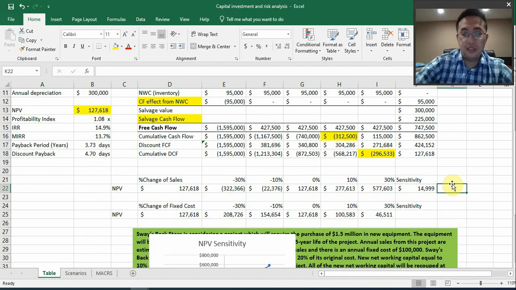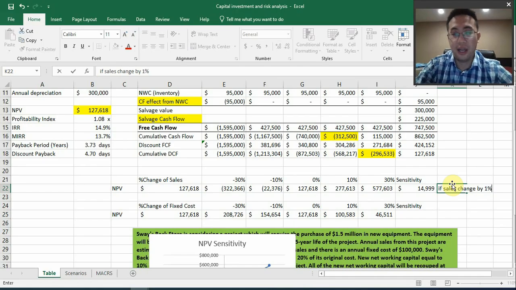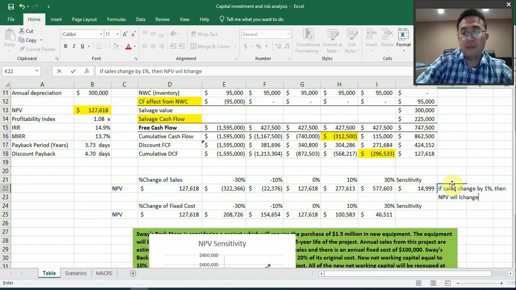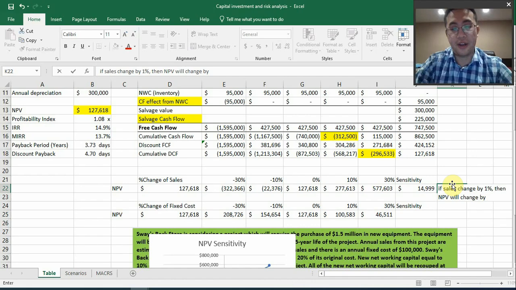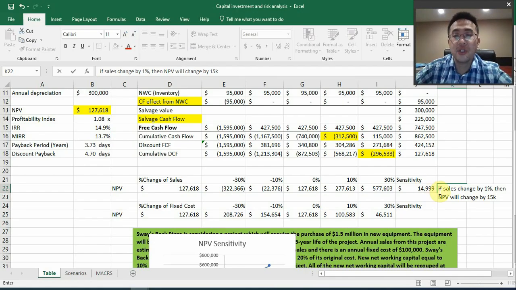That basically means if sales change by 1%, that's why I divided by 100, then NPV will change by 15 grand, 15K. So that's how we interpret the number of sensitivity. Of course, they're going to change in the same direction. As you can see, this value is positive.